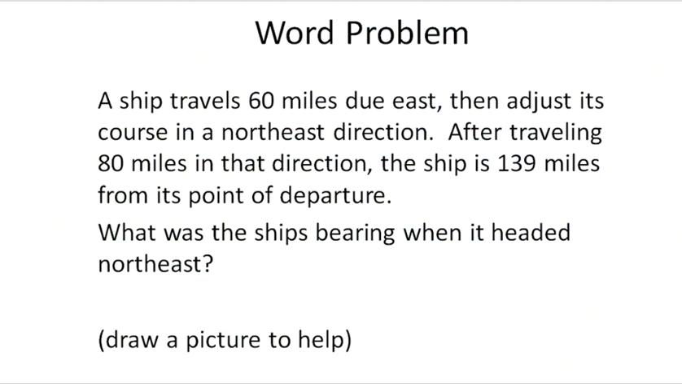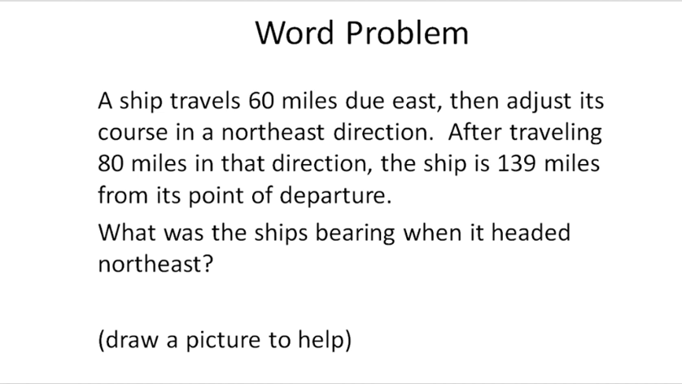I do remember some of you guys struggle a little bit with these word problems, so let's go ahead and do this one to make sense of it. And again, we're going to be using the law of cosines. All right, a ship travels 60 miles due east. So straight east, a ship travels 60 miles. Then adjusts its course in a northeast direction. All right, everybody knows northeast. Hope you guys know that.